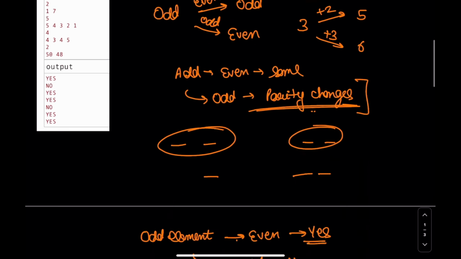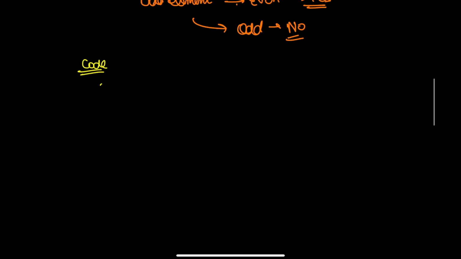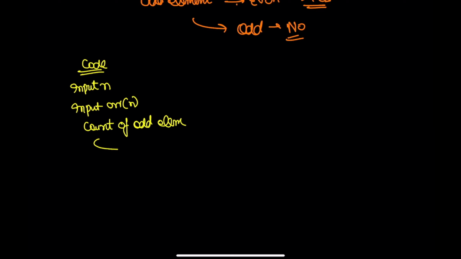So that's all with the explanation part. Let's see a little bit of code. We'll be given an n and we'll be given an input array. We will count the number of odd elements. If this count is even, then we'll print a yes. Otherwise, if it's odd, we will print a no. So that's all in the explanation part.